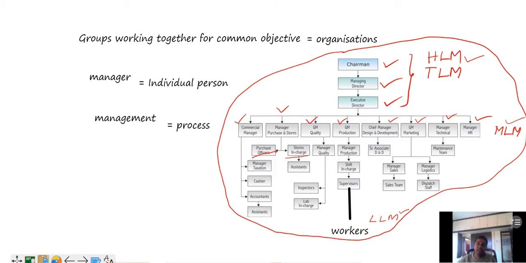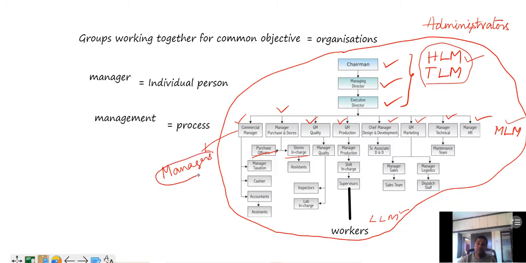So this is called the organization structure. In the organization structure, the persons sitting at the top level are going to be called the administrators. And middle level management people are called what? Managers. These are responsible for managing the production activity or the organizational activity for the achievement of the objective of the organization.